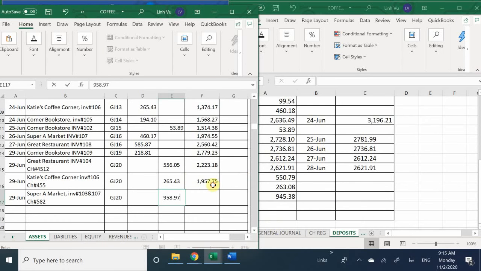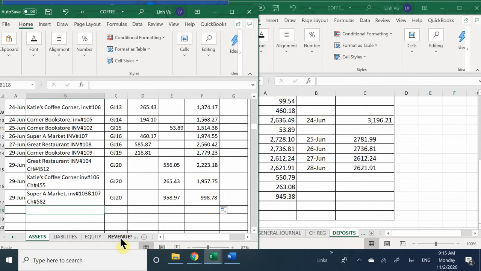All right. Dropping my accounts receivable to be 998.78, meaning we only have one more client who hasn't paid, which is Corner Bookstore.